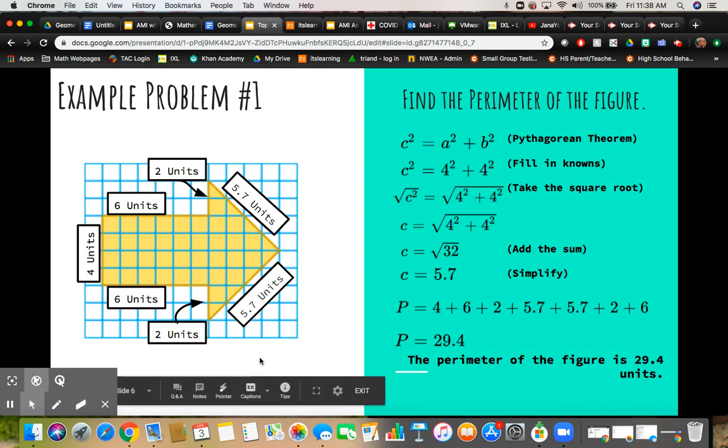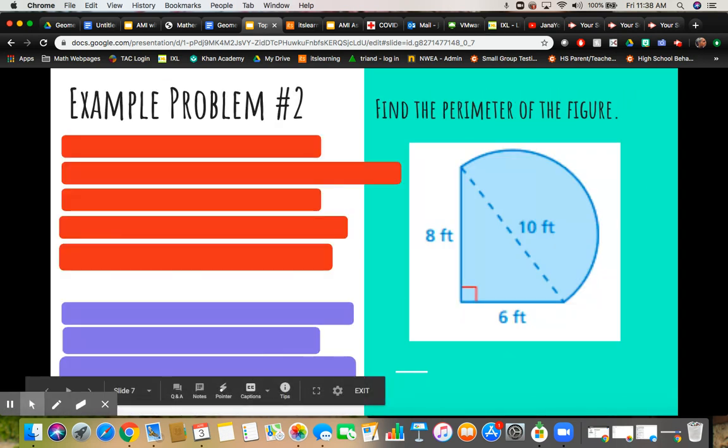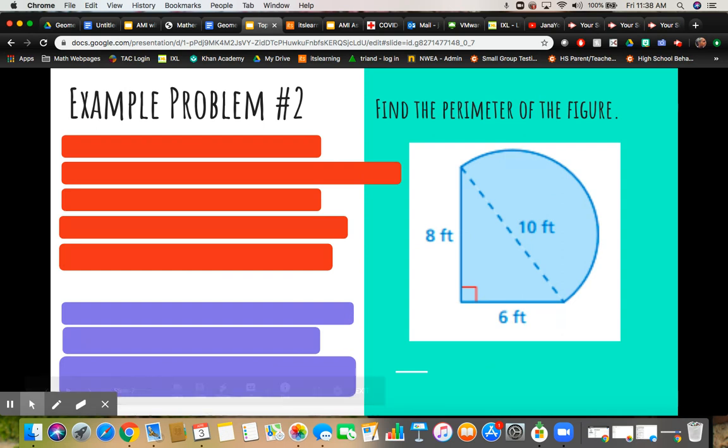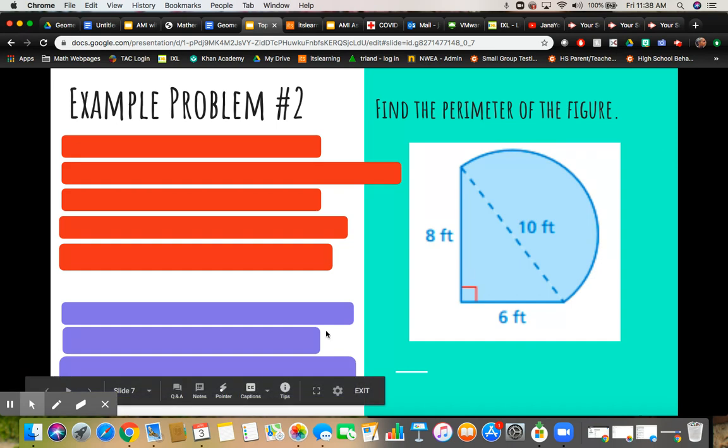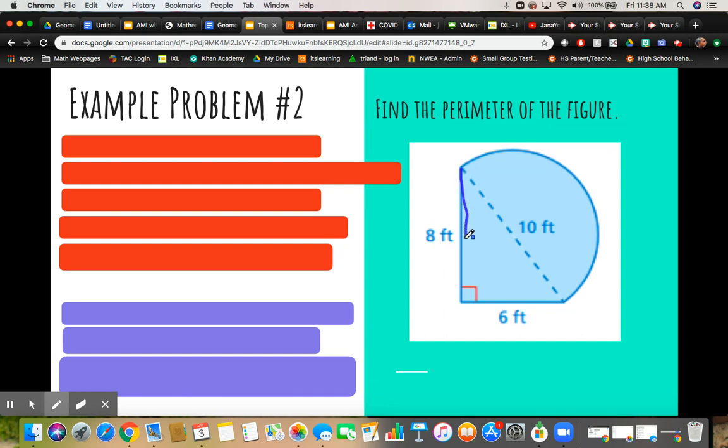Okay, so let's try another problem. So example problem number 2. It wants us to find the perimeter of the figure as well. Well, when I'm looking at this figure, I know that the perimeter includes this side plus this side plus this outer edge of this semicircle.